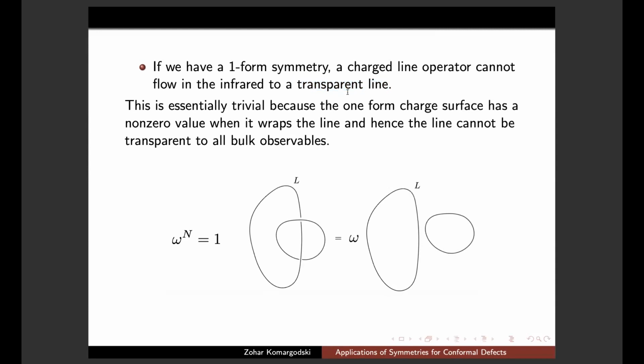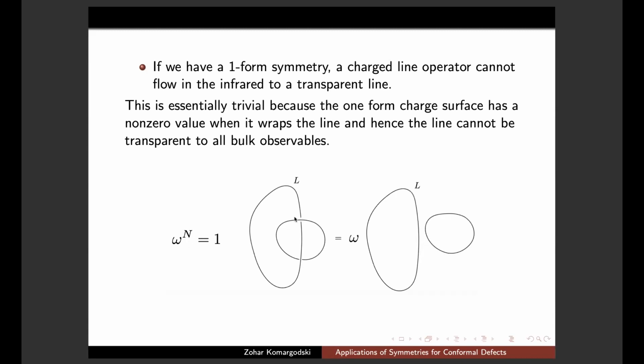So why is this claim completely trivial? It's trivial because by definition, if a line operator L is charged under one-form symmetry, then there is a phase that you can detect by wrapping it with a one-form symmetry charge. And this phase is some root of unity in the invertible case. I'm talking about just ordinary abelian one-form symmetry. So since you can detect a phase by wrapping the line defect with a one-form symmetry charge, by definition, it's not transparent. So this is a completely trivial statement. Are there any questions about it?